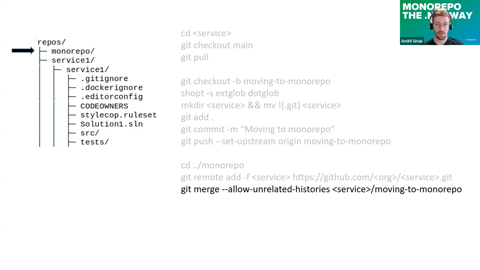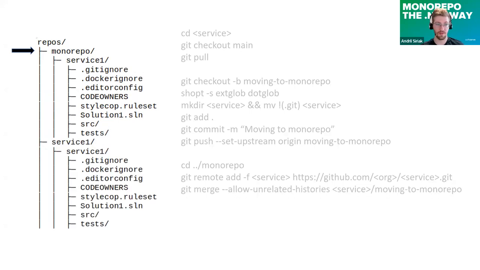So we merge in this branch, and this folder service one appears in our monorepository. All we need is to push the changes and do some cleanup after that. That is, remove this remote because we no longer need it, and go to the starting position to just repeat the script as many times as we need to move other services. So as you can see, the crux of the script is basically two commands: to add this remote repository and to merge changes from it.